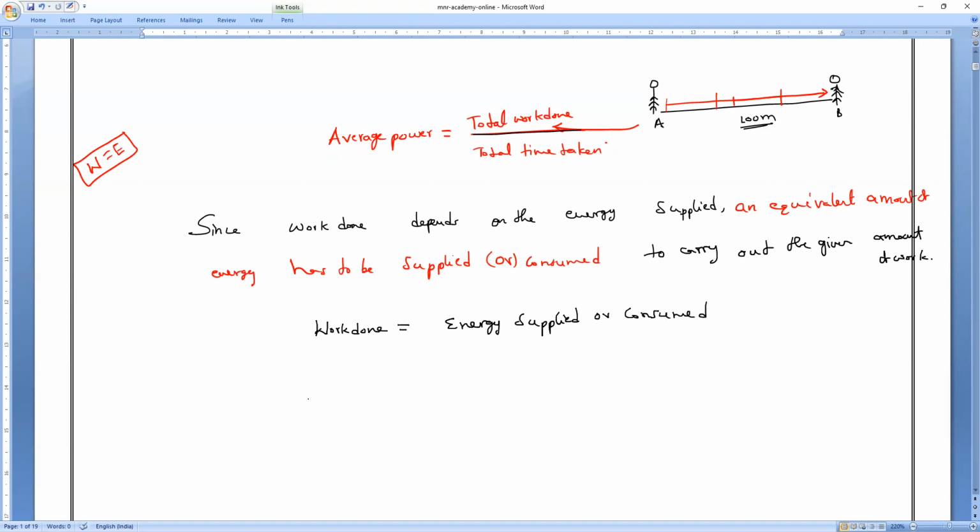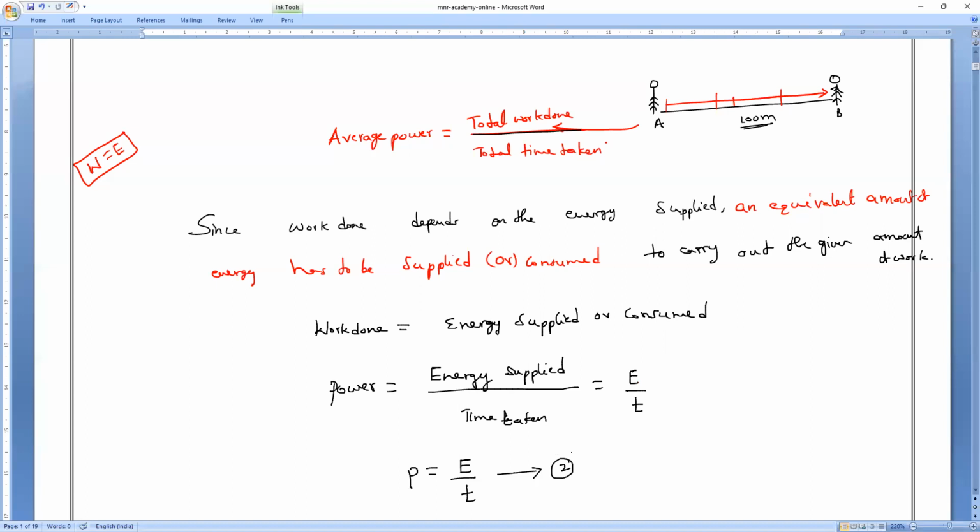So for power, in place of work done, what can I write? Energy supplied, divided by time taken. In place of work done, I can write energy supplied. So this is another formula for power. Power is equal to energy by time. This is the second formula. So please note it down.